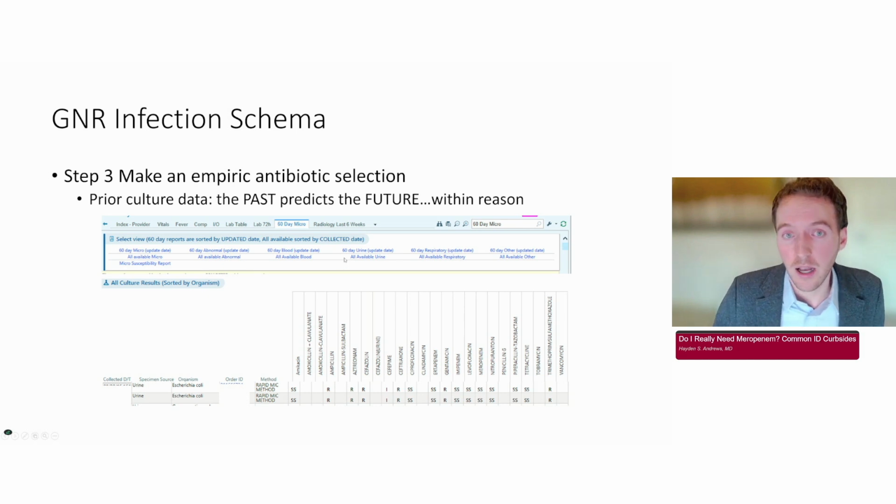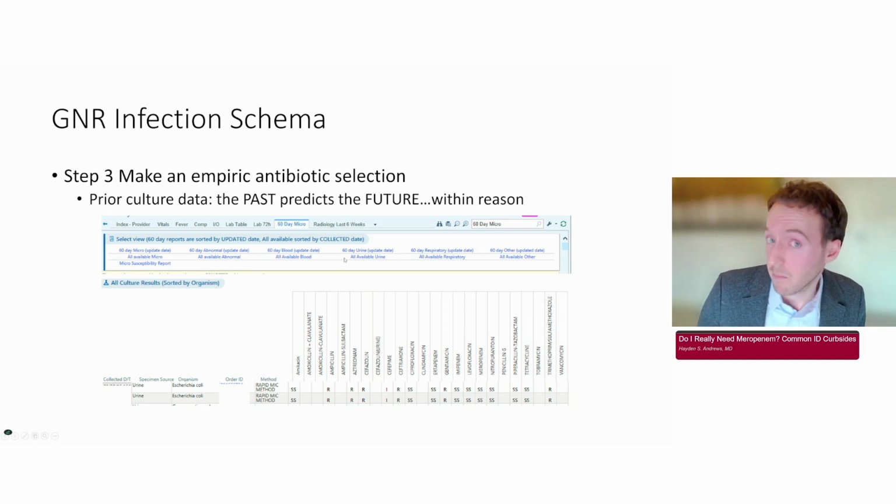Every EMR puts this information in different places. I took a screenshot of what the Brigham's looks like. If you don't know where in your EMR prior culture data is found, please ask your ID consultants next time you're consulting for something else. Just throw that in at the end of the phone call, because I think you should really know where this is, because I want you to be looking at this every time you're seeing a sick patient.